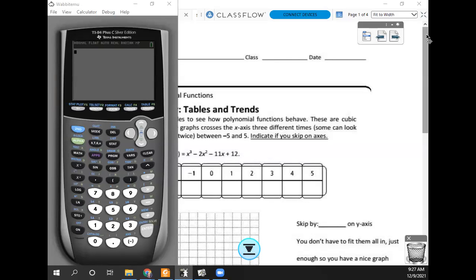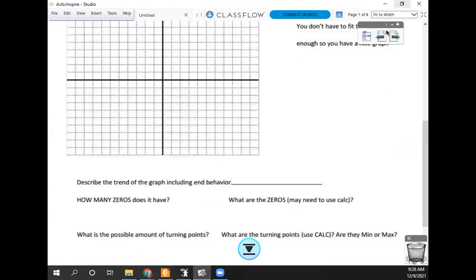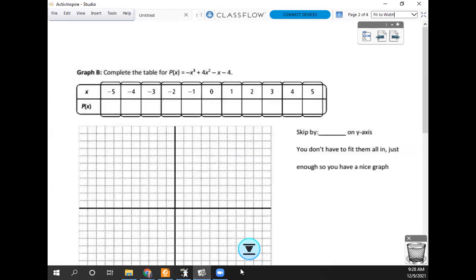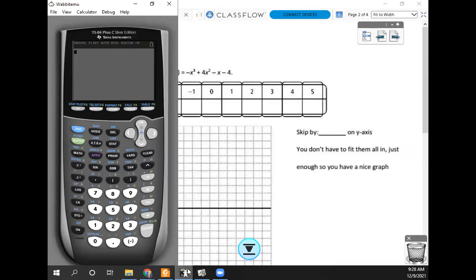Okay, on this particular recording, I am going to do the second graph, graph B, with the TI-84 calculator. If you are at home and you do not have a TI-84 calculator, I do have websites provided for you that can do the same mathematical operations. But if you are in school, you need to know how to do the operations on a TI-84 calculator. Letting my board turn on.